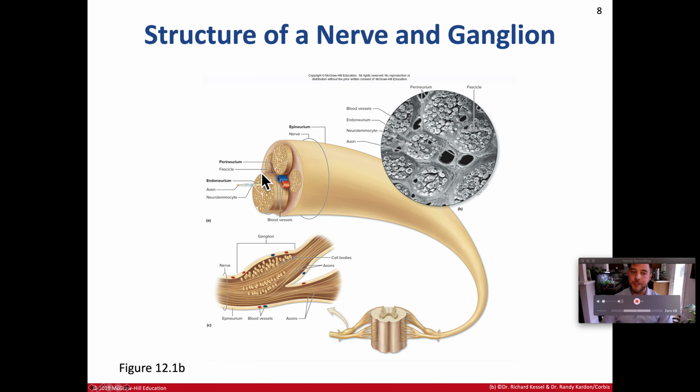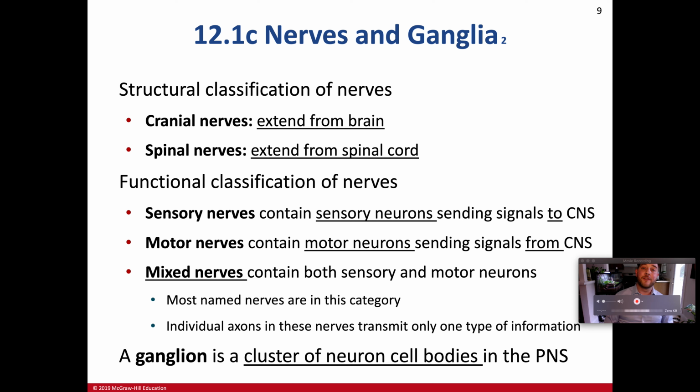They follow the rules. Cranial nerves come from your cranium, from your brain, and spinal nerves extend from the spinal cord. That's not strange. The functional classifications: sensory nerves contain sensory neurons, which send signals to the CNS. Motor nerves contain motor neurons that send signals from the central nervous system. So sensory, remember, if I'm drinking something, if I'm feeling something, those sensations go to my central nervous system, and the motor neurons are going away from it.